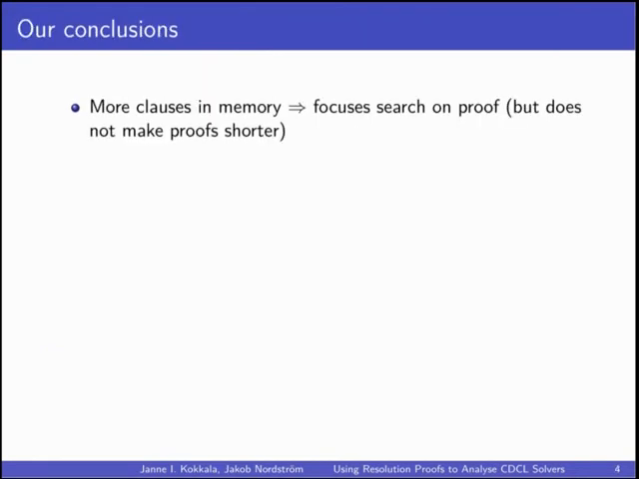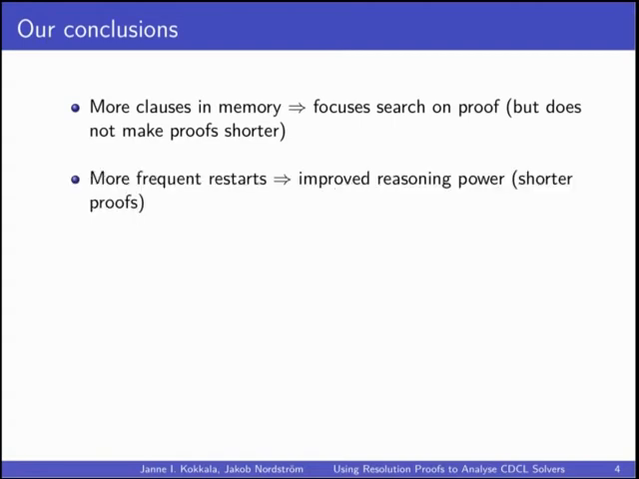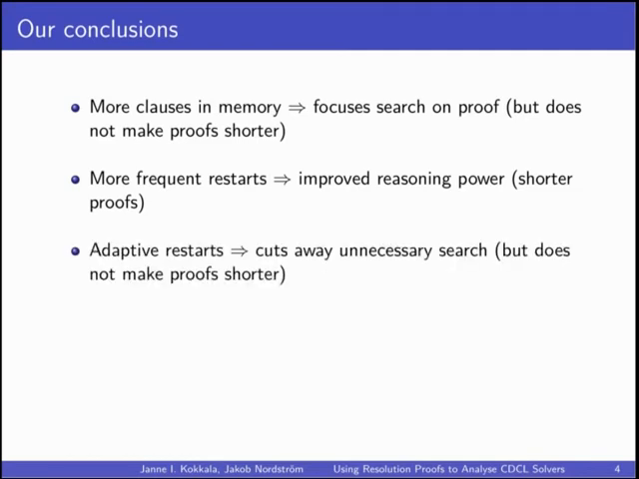So what do we learn? First, if we were able to keep more clauses in memory, it would help the solver focus the search on the proof, but it would not actually make the proof shorter. For a static restart schedule, more frequent restarts seem to actually improve the reasoning power of the solver, which means that the proofs also do get shorter. And from these proofs, we find evidence that adaptive restarts indeed help the solver avoid useless work.